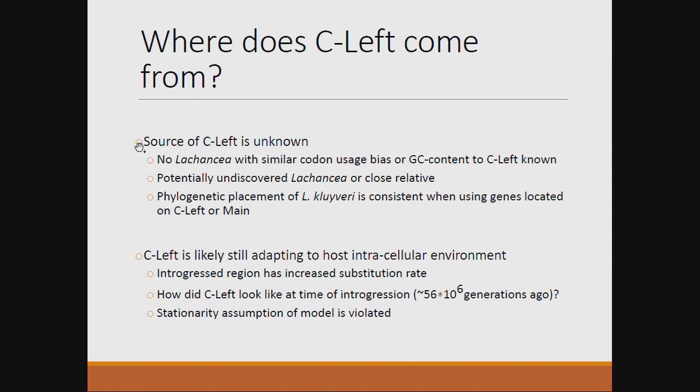We want to know where that came from. Well, the standing hypothesis is that it's an introgression. The hypothesis is that it's a Lachancea that is unknown at this point. Why did people conclude that? Well, because other Lachancea genomes have an organizationally and functionally equivalent left arm of chromosome C, but without that GC feature or that codon usage bias feature.